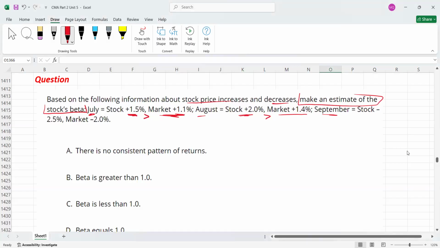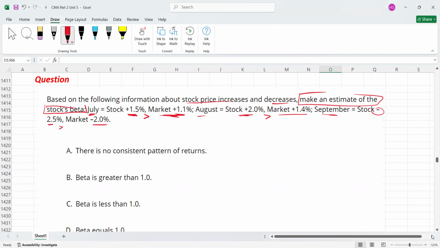Stock value has decreased by 2.5%, because it is minus, and the market has decreased by only 2%. The market has gone down by 2% only, right? So again here, the change in stock is greater than the change in market. I told you last time. Now the question is: make an estimate of the stock beta.